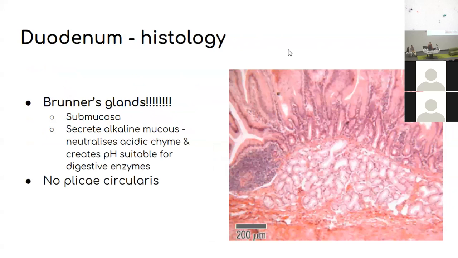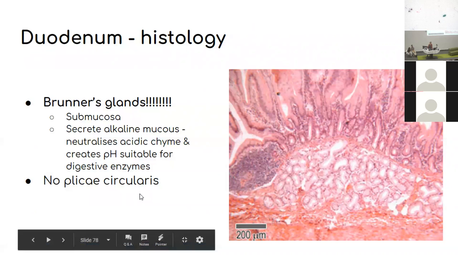So histology of the duodenum. Just think Brunner's glands. These are really specific to the duodenum. They're nowhere else in the gastrointestinal tract. They're going to secrete some alkaline mucus, which is going to neutralise the really acidic chyme that's coming out of the stomach. It also creates an environment that's really healthy for the pancreatic enzymes to do their thing. And it's important to know that there's no plicae circularis, which are in the jejunum.